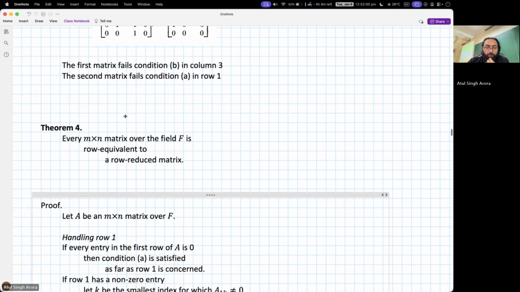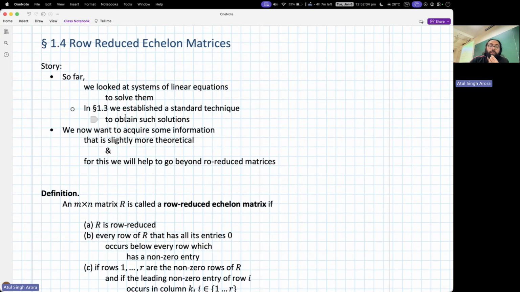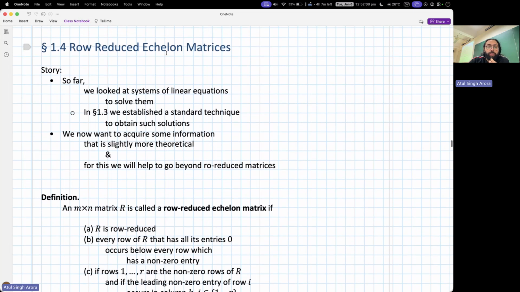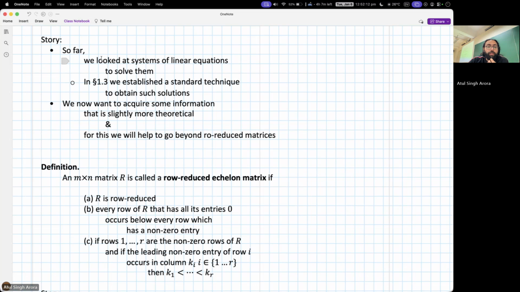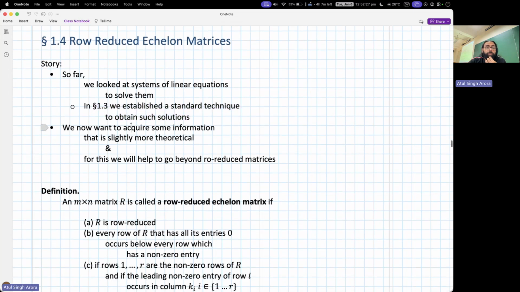Okay. So let's continue now. Right, so now we are on section 1.4 of the textbook. We're looking at row reduced echelon matrices. And here, what we've looked at so far is a system of linear equations and how to solve them, right? And in the previous section, we gave a standard technique on how to obtain such solutions, right? So getting them into this nice form is basically allowing you to find the solution.